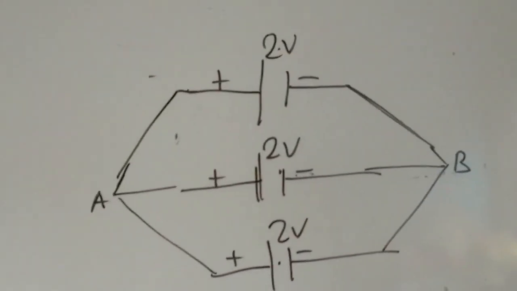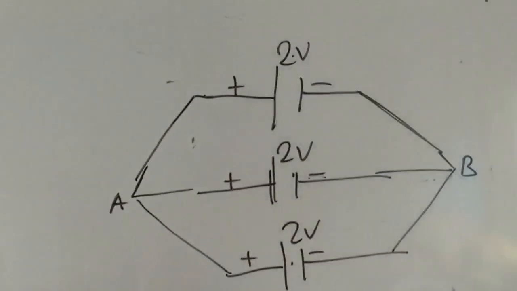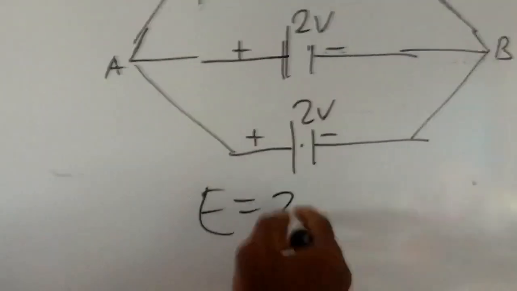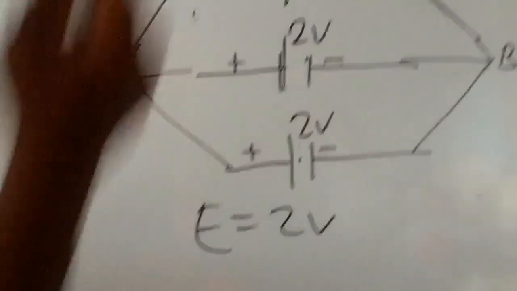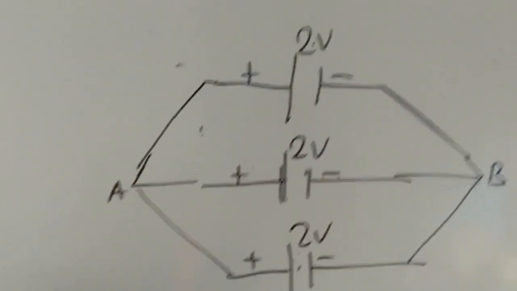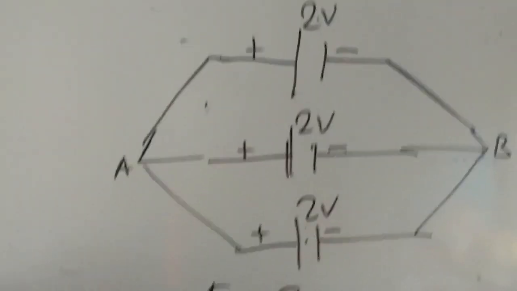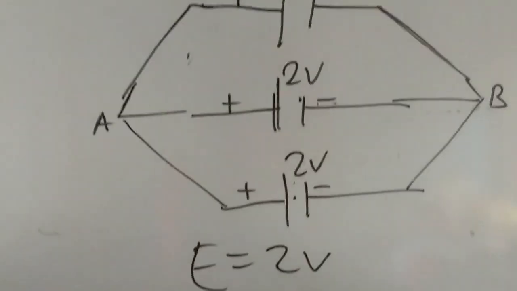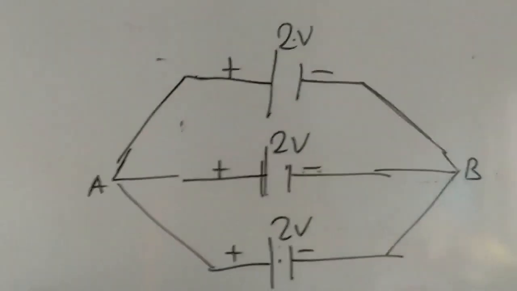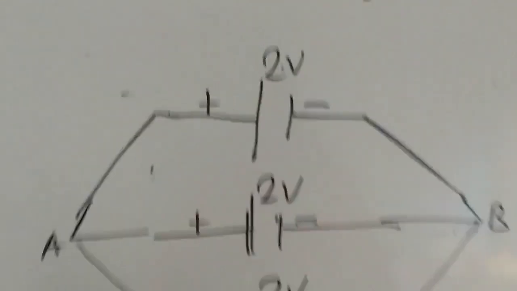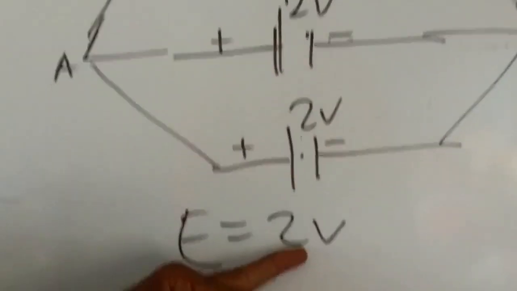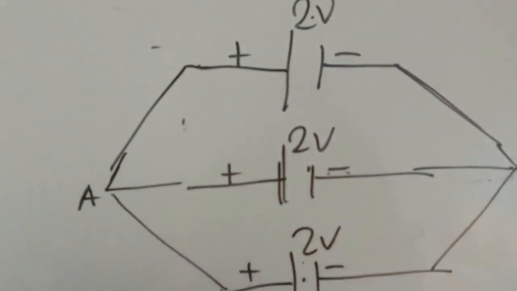When cells are in parallel connection, the net EMF is going to be 2 volts if they are the same. So when you have 2 or more cells that are the same and they are in parallel connection, the equivalent EMF that represents all of them is just one of the EMFs. One of the EMFs becomes the net EMF. So if they are all equal, you take only one of them.